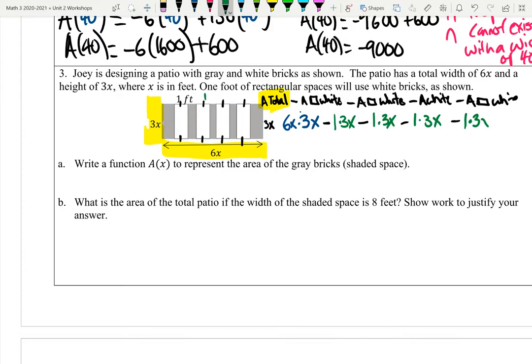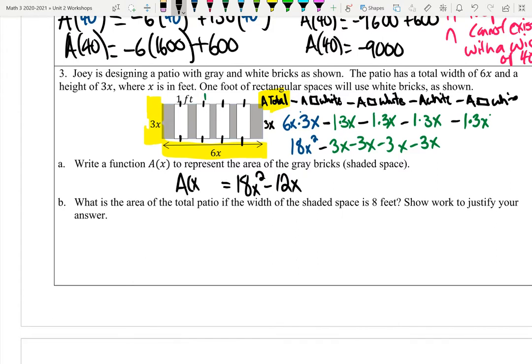All right, that's way too complicated for what it actually is. Let's clean this up. The area of the total would be 18x squared minus 3x minus 3x. Let me clean this up one more time. It is going to be 18x squared minus 12x, and this is going to be the area of the gray bricks.